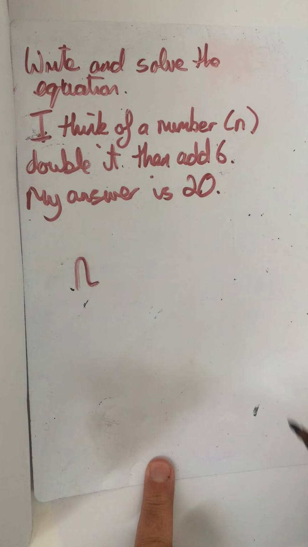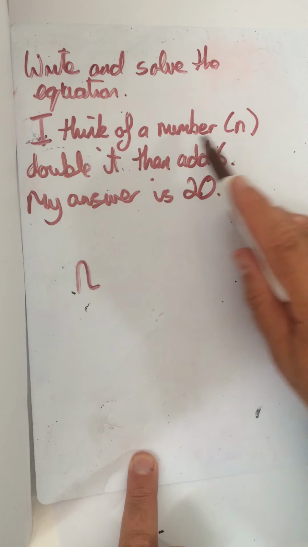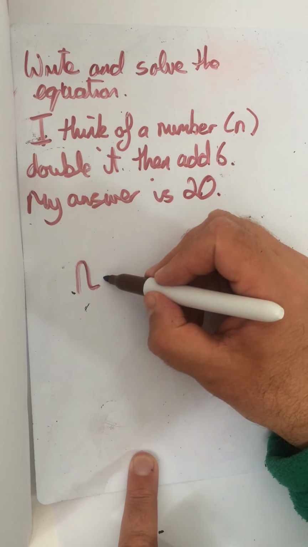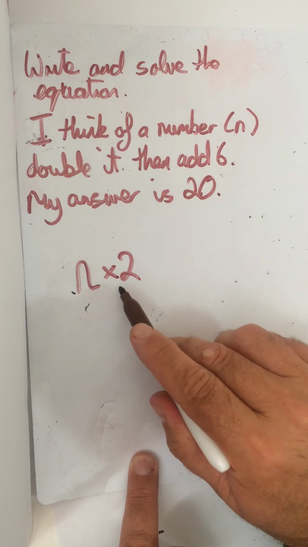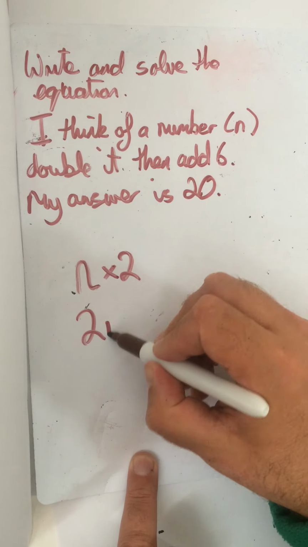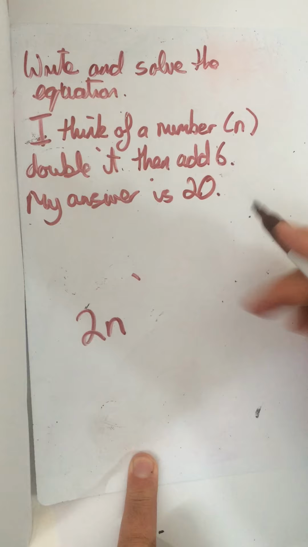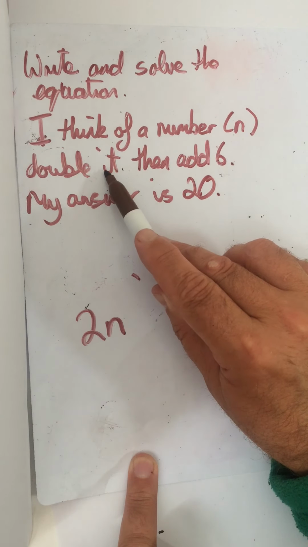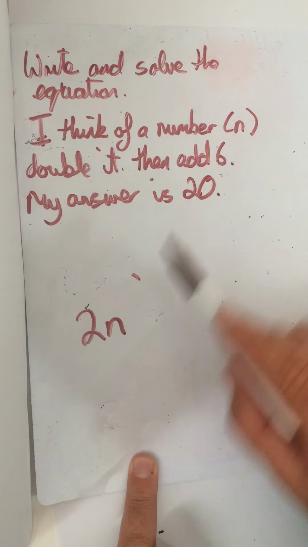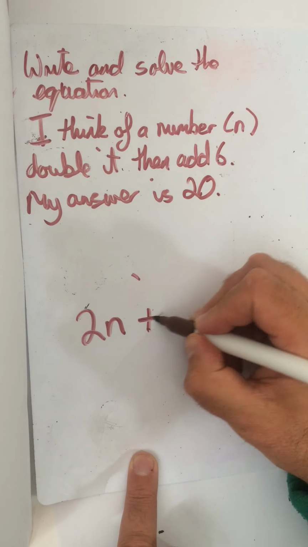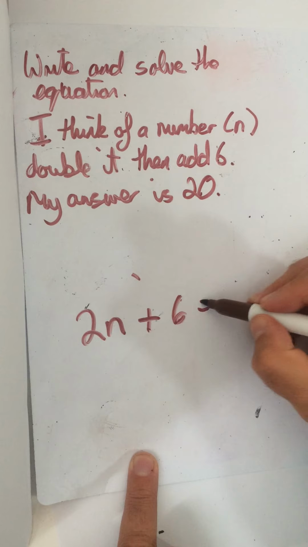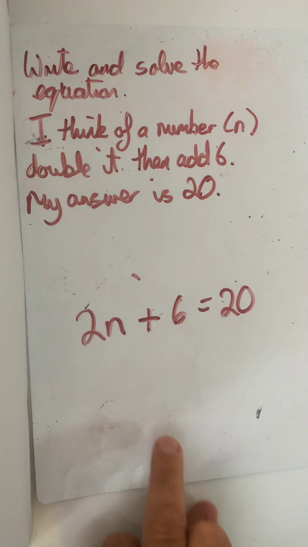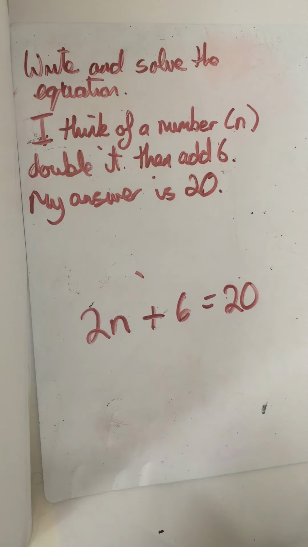Okay, and then I double it. Okay, so if I'm doubling n, that's the same as timesing by 2. Now n times 2 is the same as 2n, isn't it? Okay, so that is 2n. Think of a number n, double it. n times 2 is the same as 2n. Then I'm going to add 6. Add 6, and my answer is 20. Equals 20. And from here, I just solve the equation.